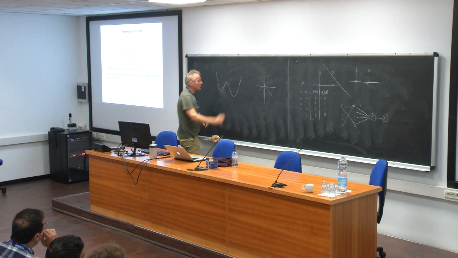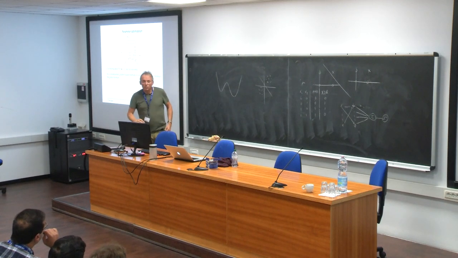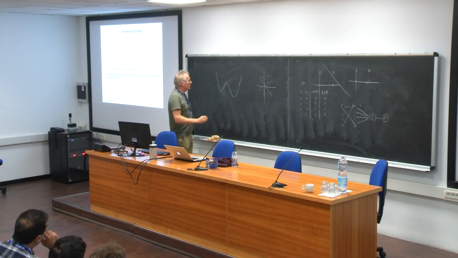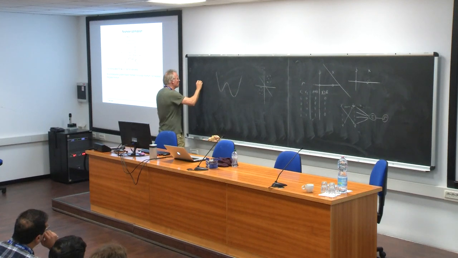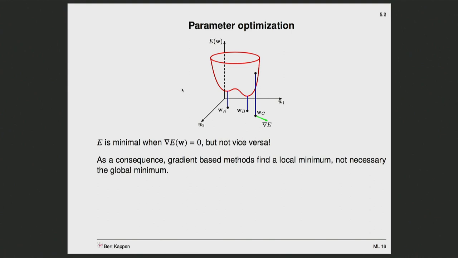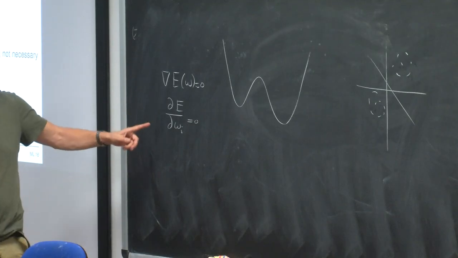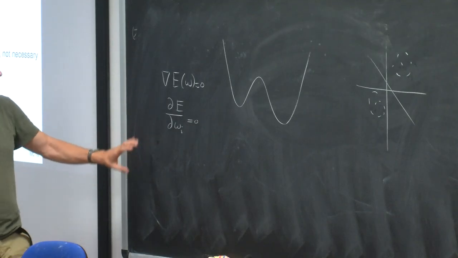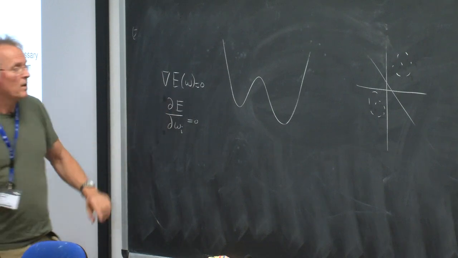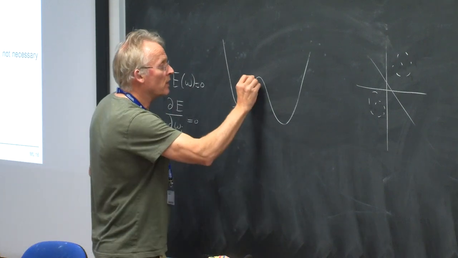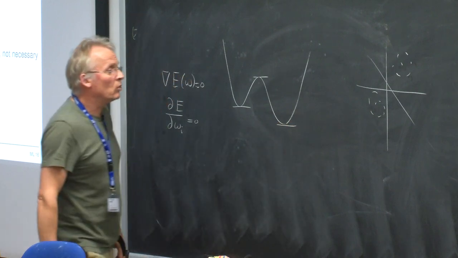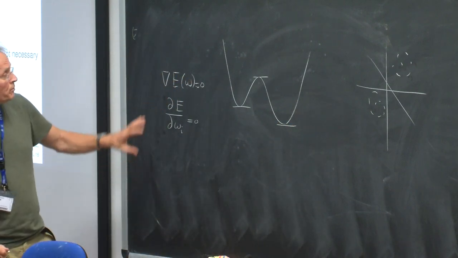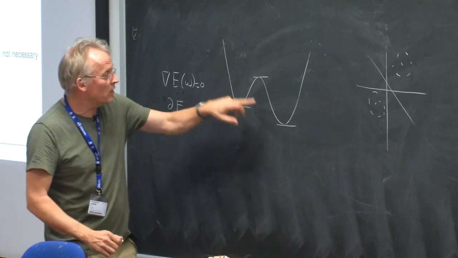So we have some error function, and we want to minimize this. What we're going to do is try to find a solution of the set of equations that the gradient of E of W is zero. And if you don't remember the gradient, it's just dE/dWi. So this is a set of equations, one for each of the components of your parameters in your model. And you want to set them all to zero, right? So you will find a solution by setting this equal to zero that's either there or there or there.